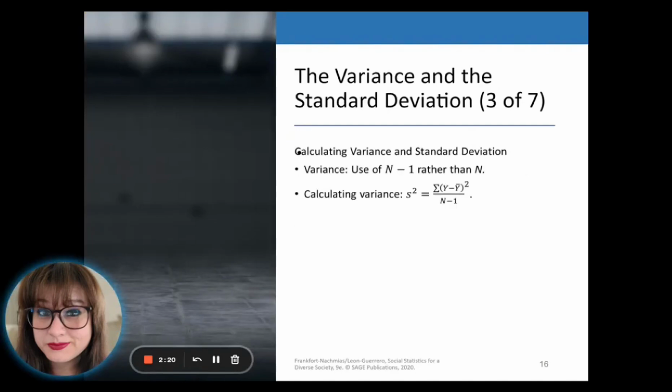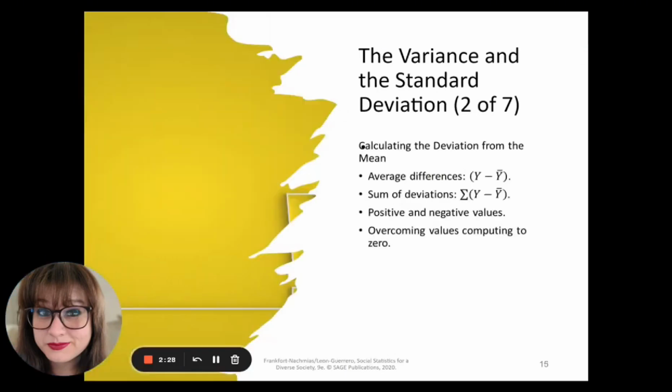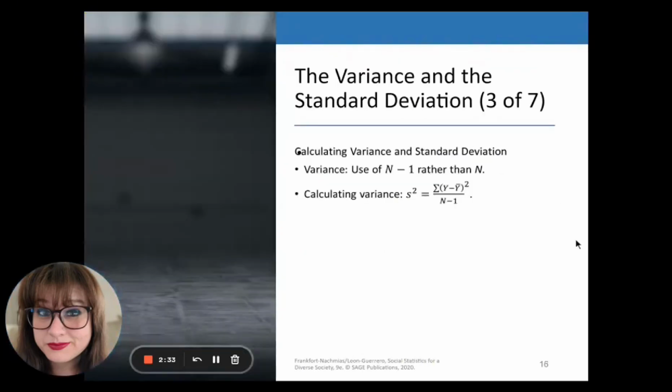Okay, so looking at this here, this is where we're actually starting to calculate things. Understanding how the deviations from the mean are calculated is important. Now, moving forward, this is how we calculate variance and standard deviation. When calculating variance, we use n minus 1 instead of just n. Remember, n is the number of cases or responses, right? This is the formula we're working with: the sum of the deviations squared.